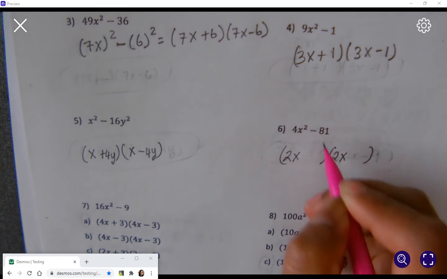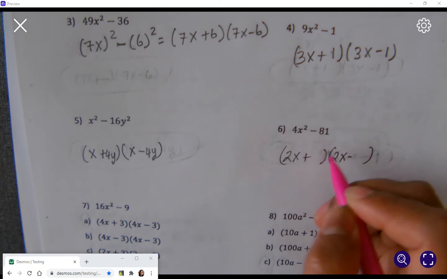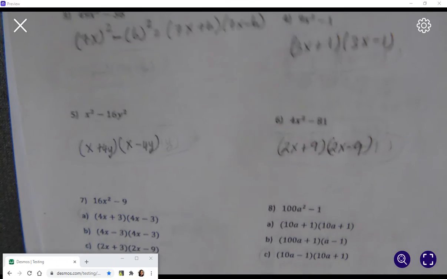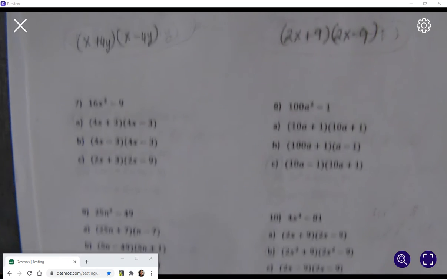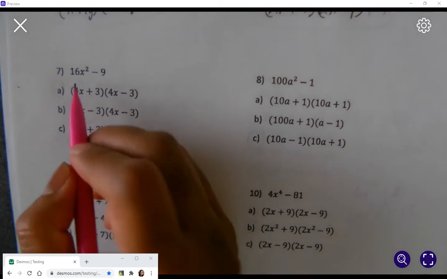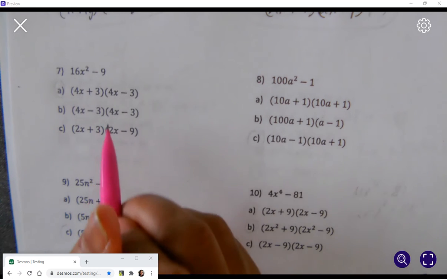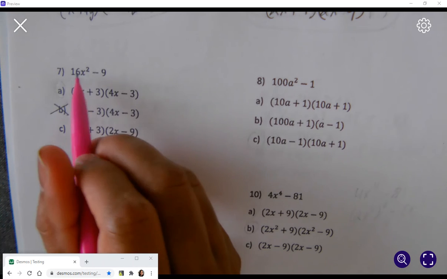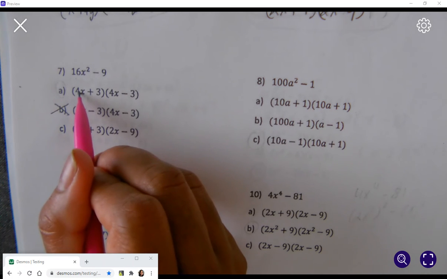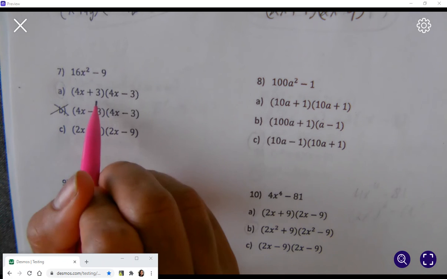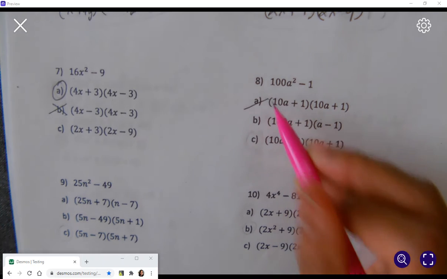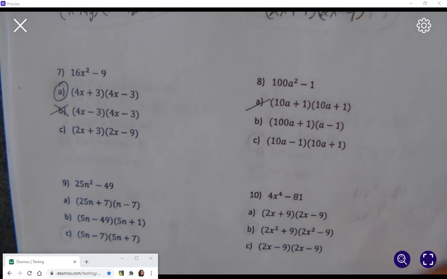Over here, this is 2x, 2x, and then plus minus, square root of 9 is 3. All right, and then so you have 16, square root of 16. Which one of these is plus minus? These two have minus minus, so I can cross that out. And then the square root of 16 is 4, not 2, and the square root of 9 is 3. So it's got to be this one. Same thing here. It cannot be plus plus. It has to be plus minus, or minus plus, either way.